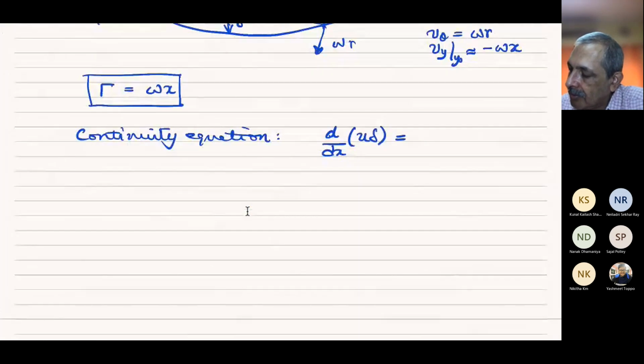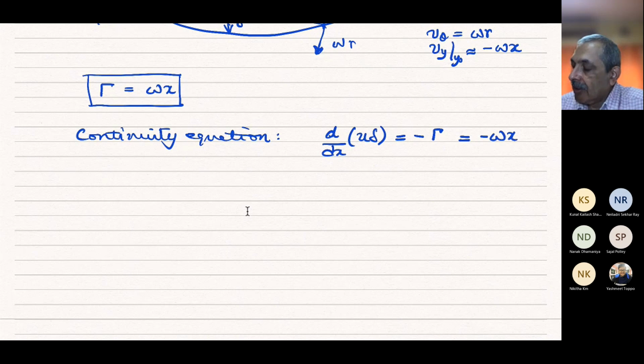This is just equal to minus omega, and then if we substitute for omega, that is just equal to minus omega x. Now since omega is a constant, we can easily integrate this, and we'll get u of delta is just equal to minus omega x squared by 2.